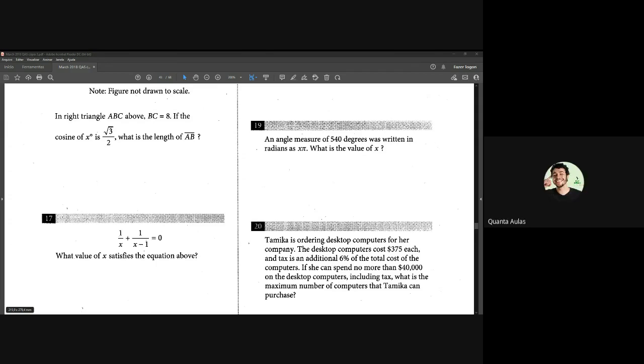Acabei. Então, o 19 é 3π e a 20 é 100. É isso aí. Essa 19 a gente já fez muita coisa, né? Já fizemos muito disso aí. Esse foi bem fácil, essas últimas duas. Legal.